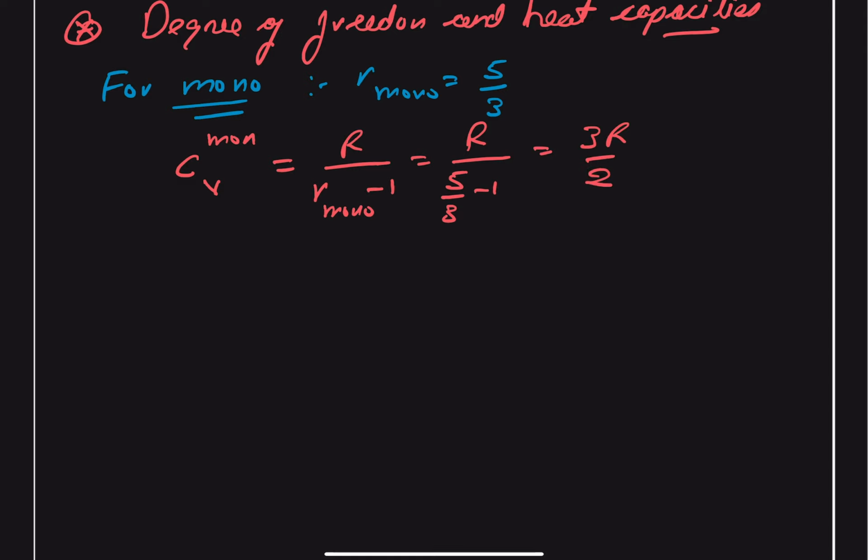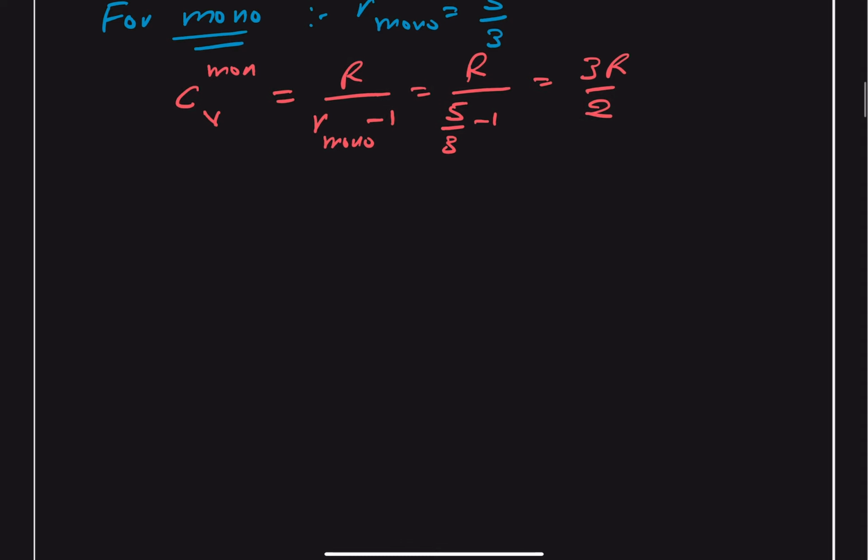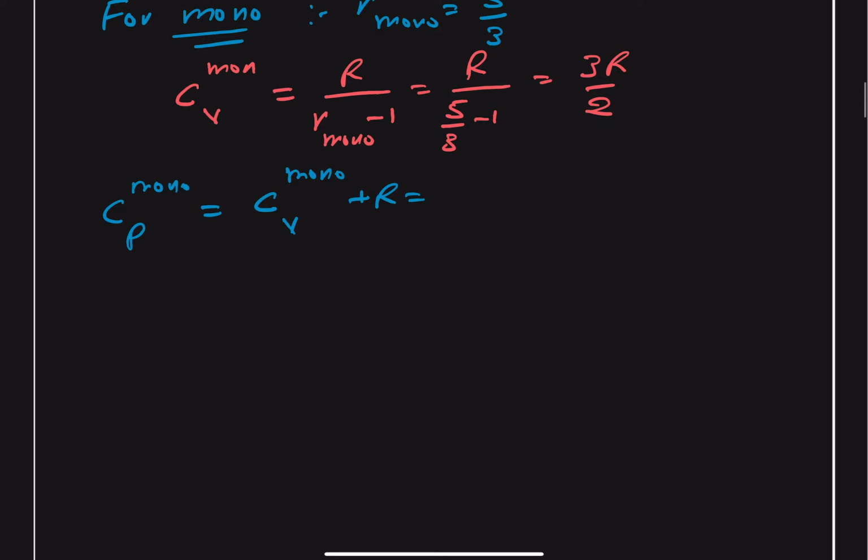Similarly, we can find out our Cp mono now. We know that Cp minus Cv is equal to R, so we use that formula. We get Cp mono equal to Cv mono plus R, and we substitute here: 3R/2 plus R, and this gives us 5R/2.